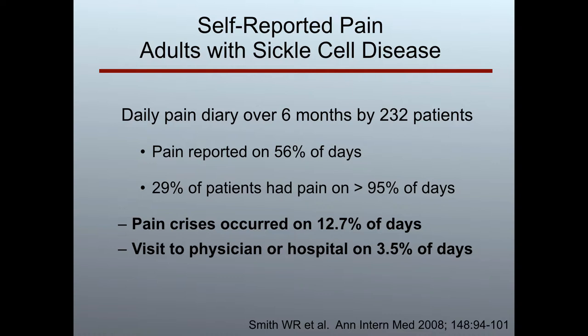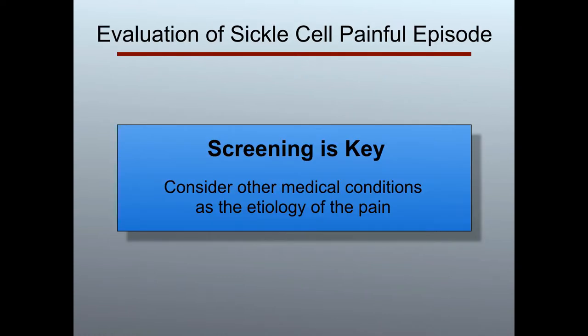But when you look at the data, crises only happen at about 3.5% for that population. So they don't come very often. We just get a disproportionate sample in the emergency department.